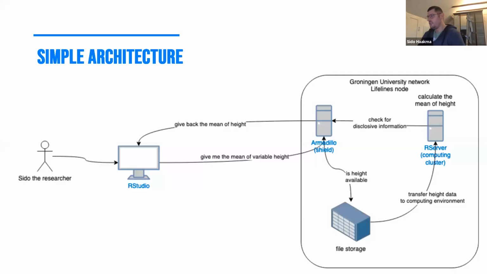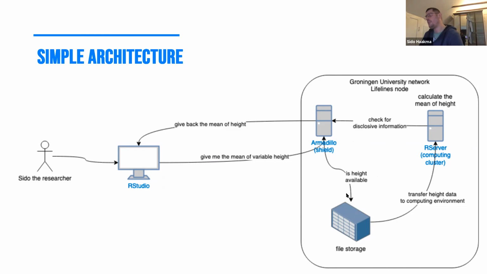Okay, the key features. So we tried to keep the architecture as simple as possible. This actually resembles the architecture that Opal uses as well. Only the difference is that the Armadillo portion of the deployment is very small, so it's only doing the DataSHIELD commands, validation, and giving back the results and accepting the request of the client. So this is very small, and the file storage.